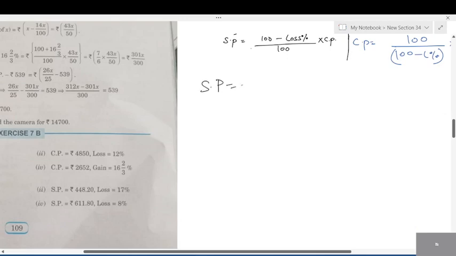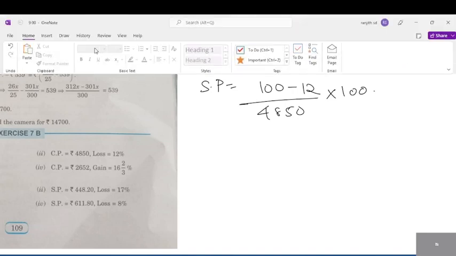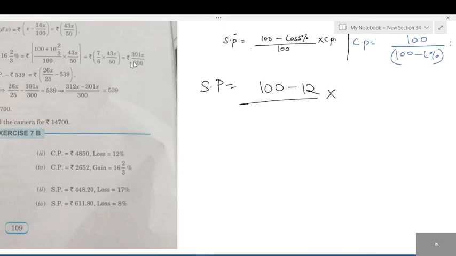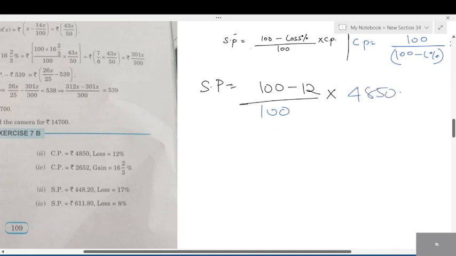To find selling price? Very good. 100 minus loss percent. What is loss percent value given? 12. 4850 into which one? Oh, sorry. By 100. Correct. 100 into 4,850. I made a mistake.